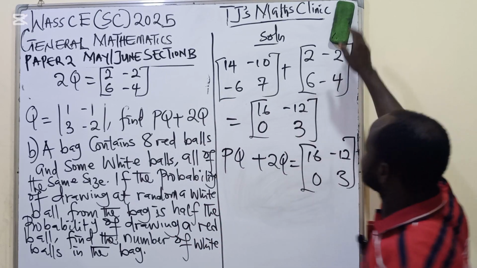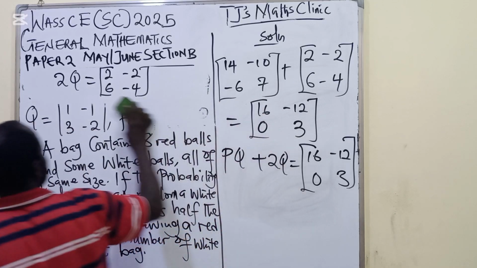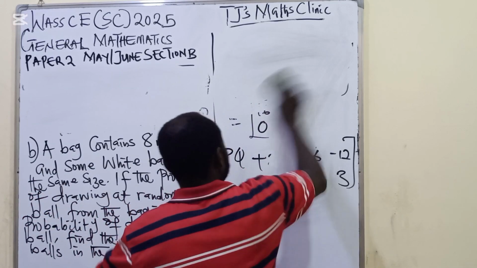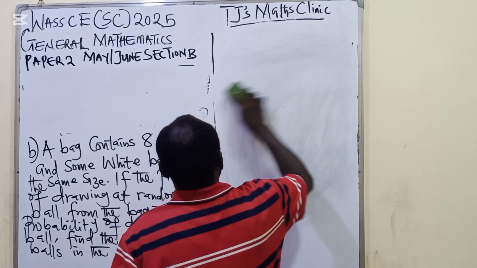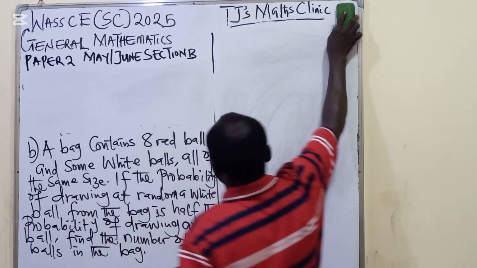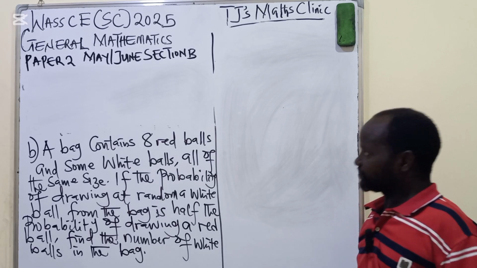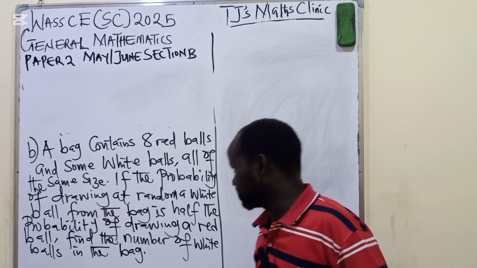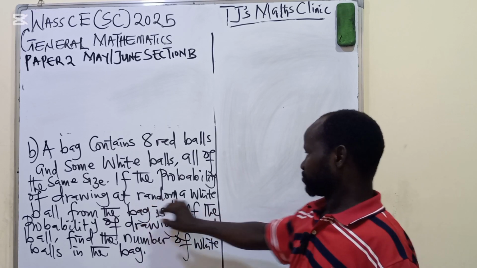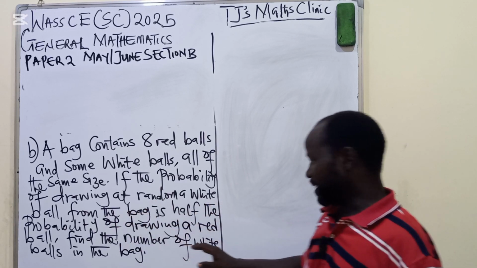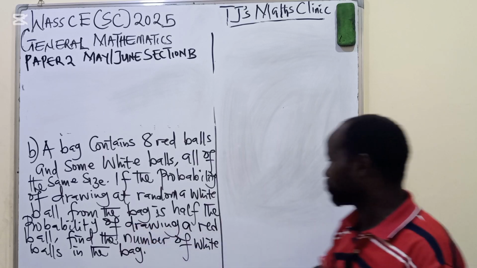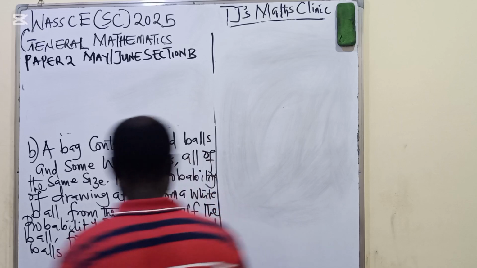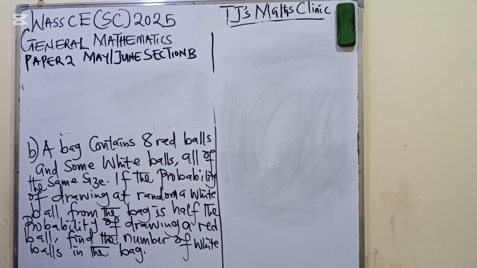So let's move to B. Permit me to clean this side so that we can look at B. Let's clean this side so that we can solve B. Question B, read: A bag contains 8 red balls and some white balls, all of the same size. If the probability of drawing at random a white ball from the bag is half the probability of drawing a red ball, we are asked to find the number of white balls in the bag. We don't know the white balls.